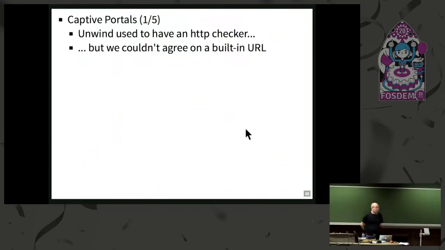What your phone is doing, and what this laptop here is doing, and what browsers are doing, is that they have an HTTP check. They just go off to the internet and do an HTTP query to a well-known URL where they get a well-known answer. And if they don't get that answer, they assume they're behind a captive portal, where you then need to click, accept the terms and conditions, and all this, yada, yada, yada.